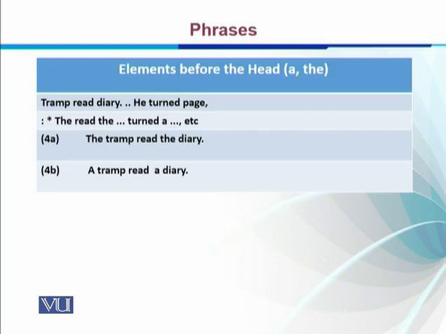The specifies a certain tramp, right? This tramp has been previously mentioned in the text. Similarly, the diary specifies a certain diary which is previously mentioned in the text. However, a tramp shows that it has not been specified previously. Similarly, a diary shows that this diary has not been specified previously. So we say that the and a are there, especially the is a specifier, obviously, and a is also.